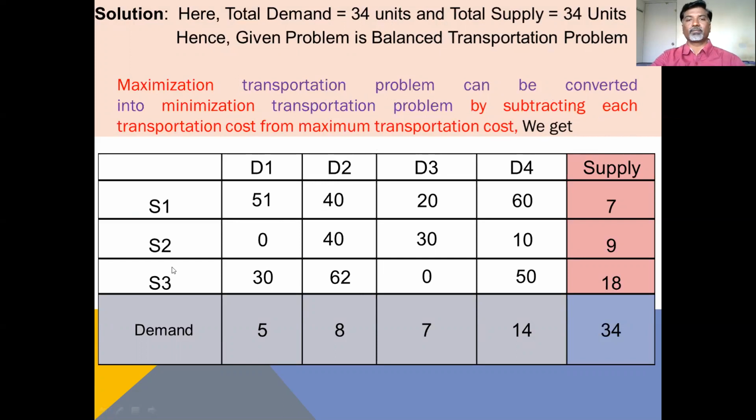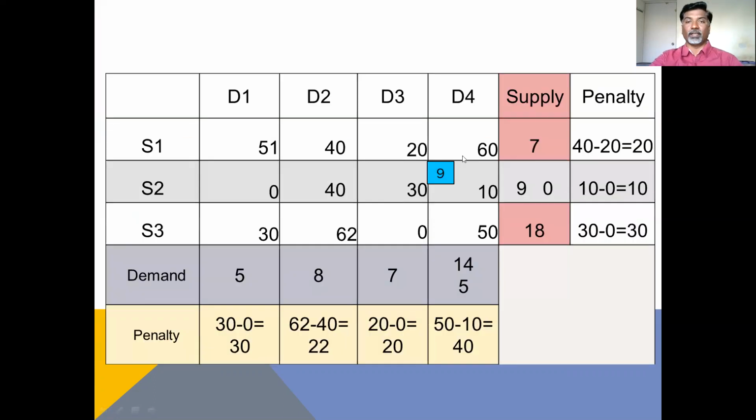Now you have to solve this using the VAM method. For that purpose, the step is to calculate the penalty values for each row. In the first row, the minimum value is 20 and the next minimum is 40, so 40 minus 20 is 20. Likewise, in the next row, 0 is the minimum and 10 is the next minimum, so 10 minus 0 is 10. In this row, the minimum is 0 and the next minimum is 30, so 30 minus 0 is 30.